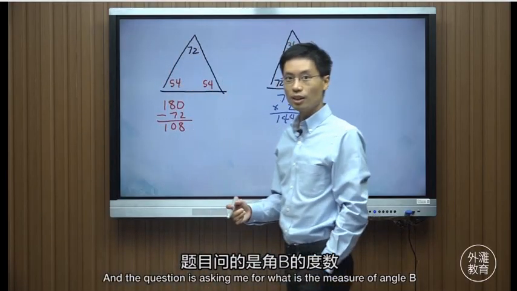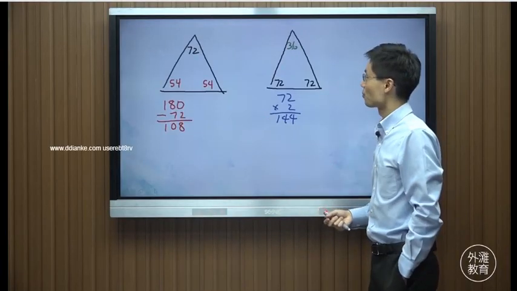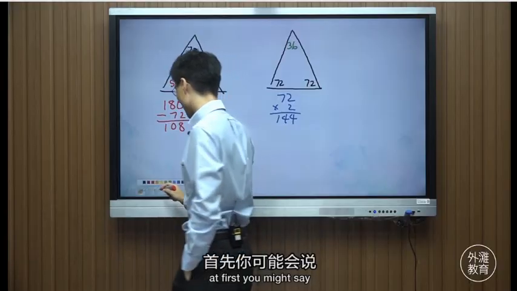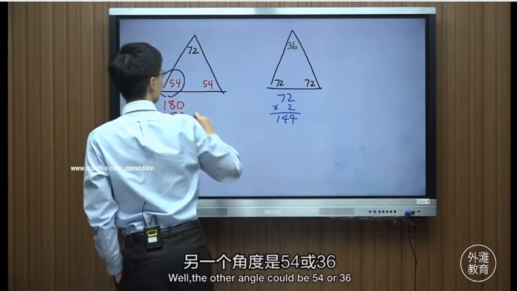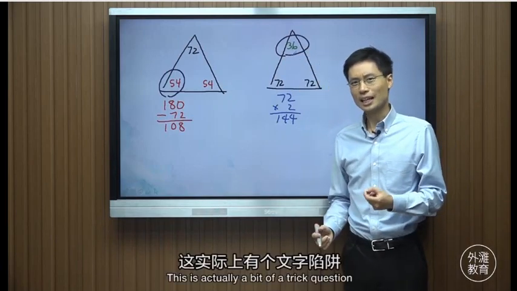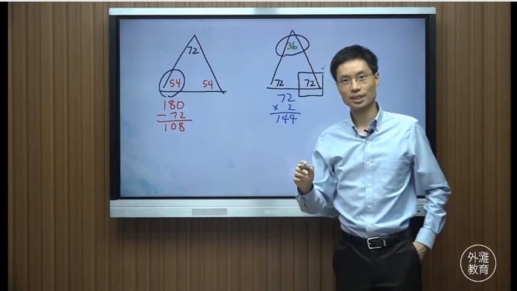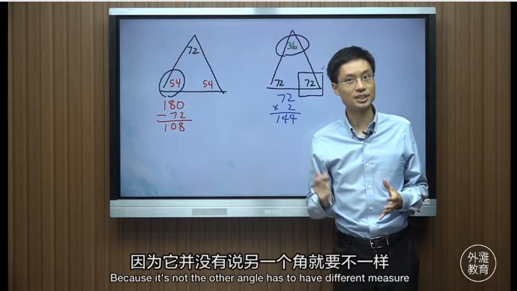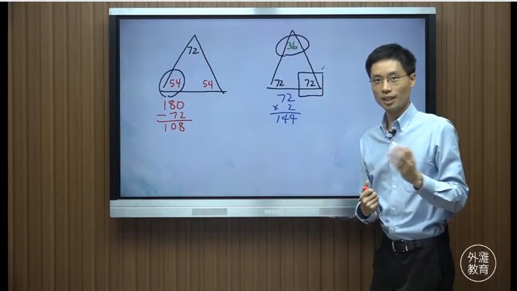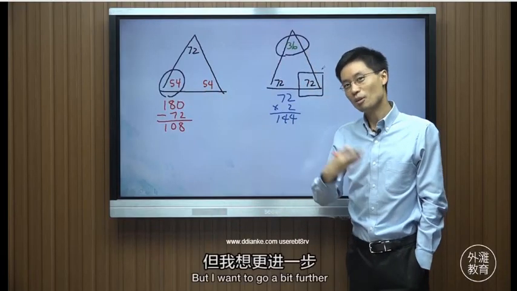And the question is asking me for the measure of angle B. Now, angle B is the other angle. The interesting thing here is that at first you might just say, well, the other angle could be 54 or 36. And those are the things that the other angle could be. This is actually a bit of a trick question. The other angle can also be 72, because it is not that the other angle has to have a different measure. It's just that it has to be a different vertex. So if this was A, this could be B. So the answer to this question is 54 or 36 or 72. But I wanted to go a bit further.